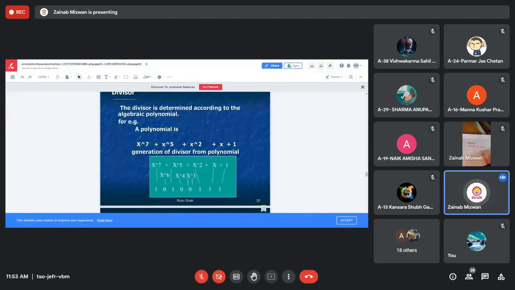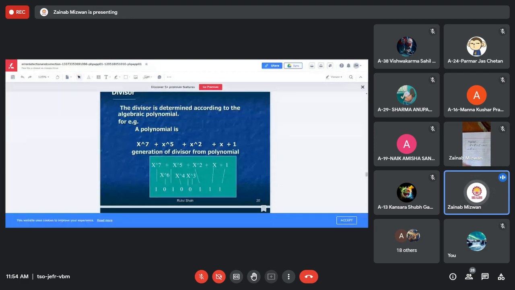Expand means what? I have to write the polynomial in a form where I can see all the powers. But here, as you can see, the original polynomial is x raised to 7 plus x raised to 5 plus x square plus x plus 1. These powers of x are present in the polynomial. So how am I going to represent it? For the powers which are present, I'm going to write 1 into x raised to 7.